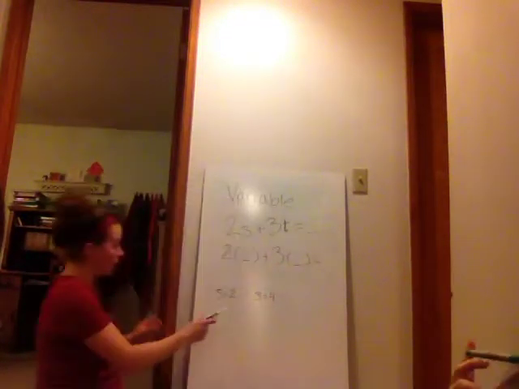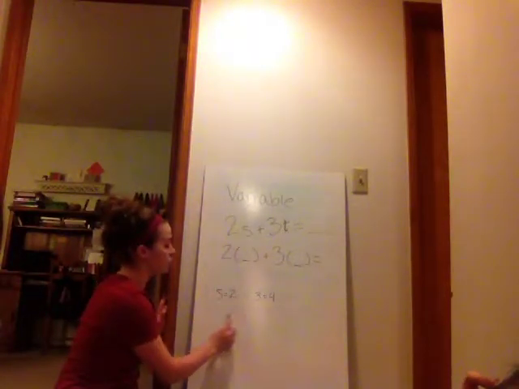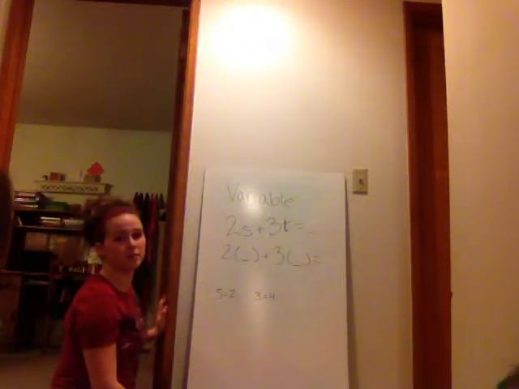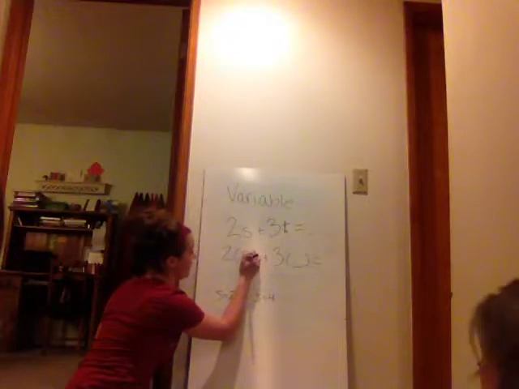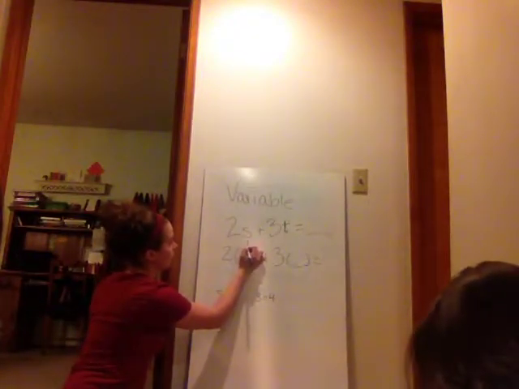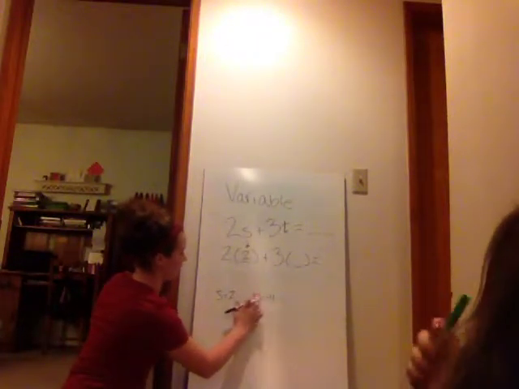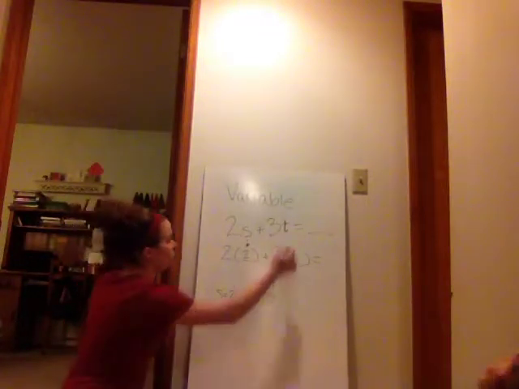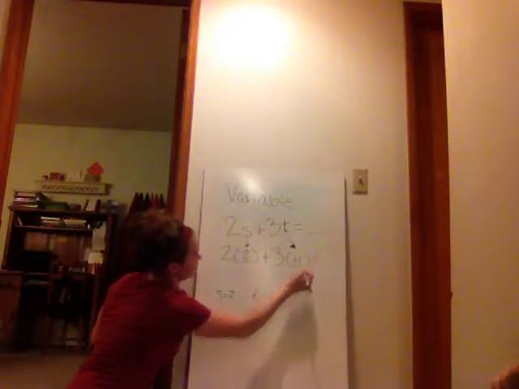Okay. So, what do you think we need to do with these numbers in order to solve this equation? Substitute? Good job. So let's try putting this 2 right here. If S equals 2, we can put in the 2 for S, right? Okay. So if T equals 4, what do we need to put right here? A 4. Good job.